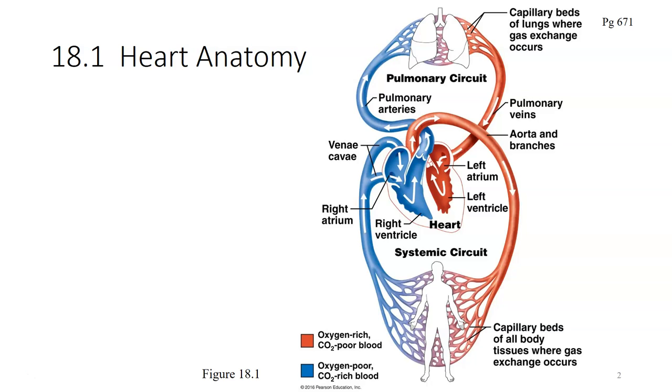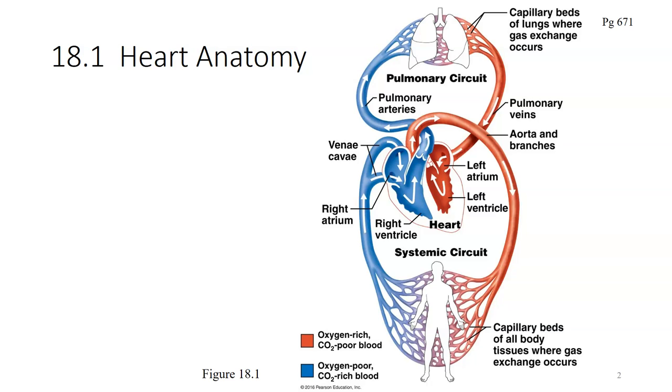The right side receives oxygen-poor blood from the tissues. It then pumps the blood to the lungs to dispose of carbon dioxide and pick up more oxygen, and this is via the pulmonary circuit. The left side receives oxygen-rich blood from the lungs and then pumps blood to the body tissues via the systemic circuit. The receiving chambers of the heart are the right atrium and the left atrium.